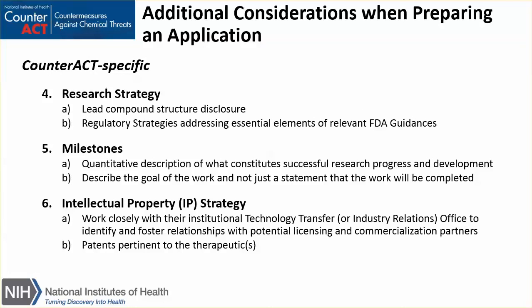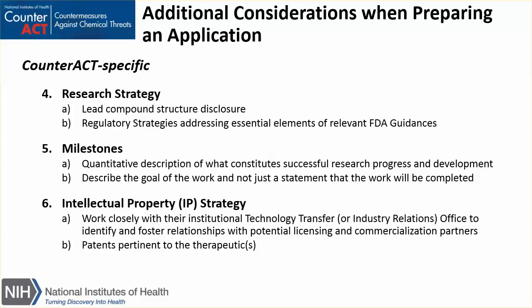Fourth, research strategy. It's important if you're working with novel chemical structures to include those chemical structures in your application so they can be reviewed through the peer review. Secondly, regulatory strategies addressing central elements relevant to FDA guidelines, and those FDA guidelines include things like the animal rule and so forth. So it's important to read those guidelines before you write your application.